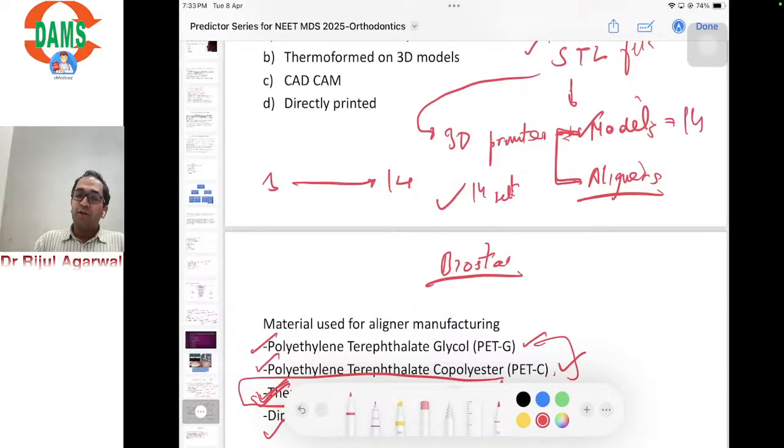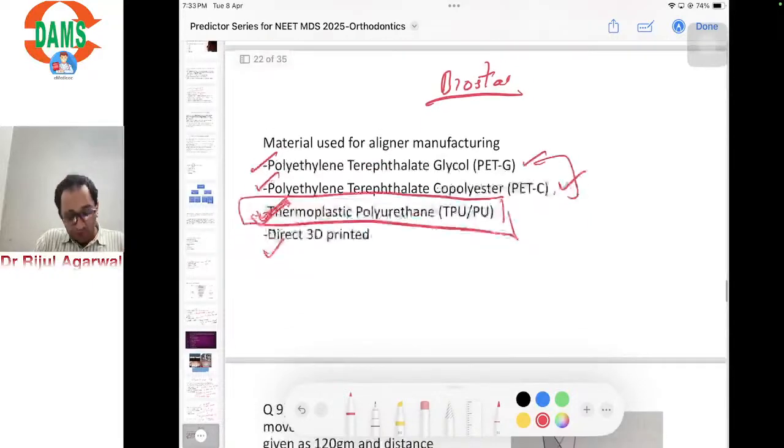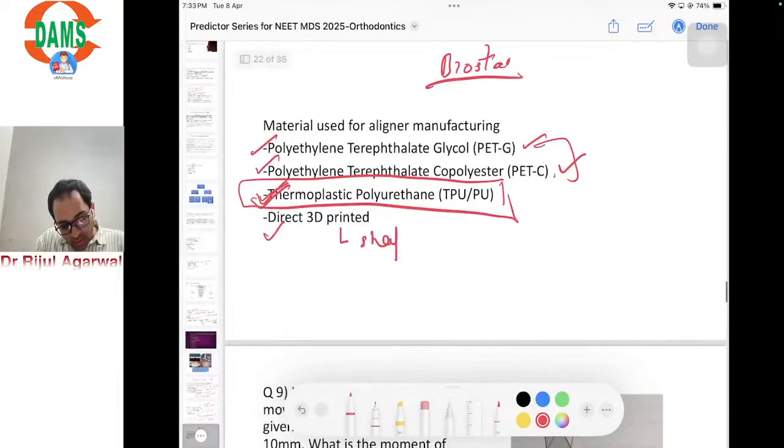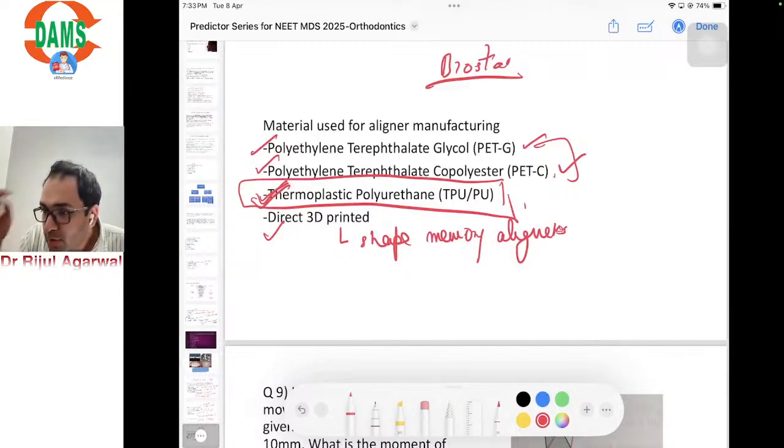So instead of printing those models, what the companies are now doing is directly printing aligners. So what are these directly printed aligners? These are shape memory aligners. Which malocclusion correction is possible with aligners? Just a minute.